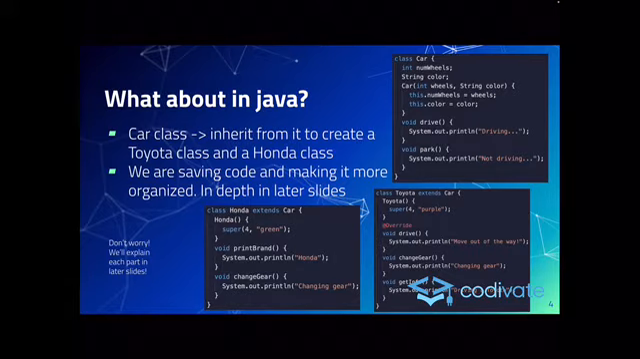For example, the Honda starts by having its own constructor. This overrides the original constructor by calling the car constructor, which is what we do when we use the keyword super, and it sets the number of wheels to 4 and sets the color to green. Then the Honda class also has extra methods like printBrand and changeGear. So let's actually look at this piece by piece.